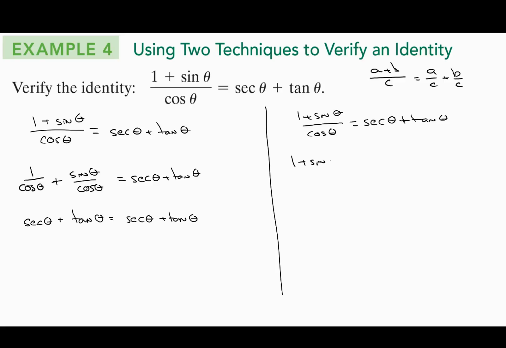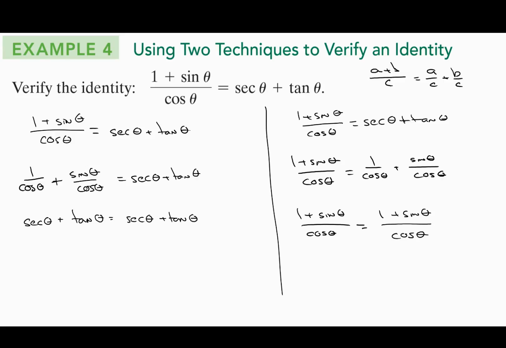So 1 plus the sine over the cosine. Secant is 1 over the cosine, plus tangent is the sine over the cosine. And now they both have the common denominator of cosine, so I can add them together. So it just turns into 1 plus sine over the cosine. And this is verified.